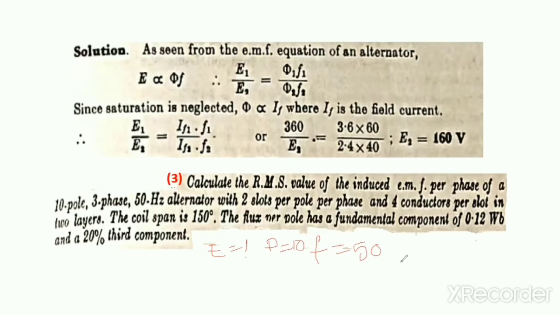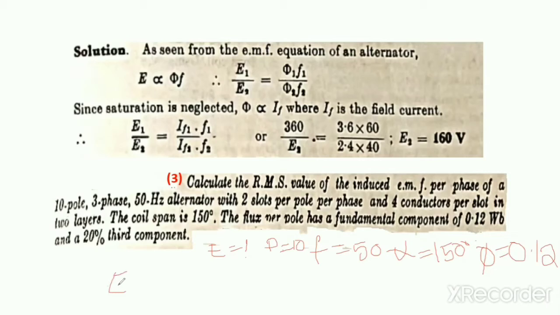Therefore, the coil span alpha is equal to 150 degrees. The flux per pole has a fundamental component of 0.12 Webers and a 20% third harmonic component. Therefore, the flux per pole, phi, is equal to 0.12 Webers. This is the given data. By using this given data, we will calculate the EMF.